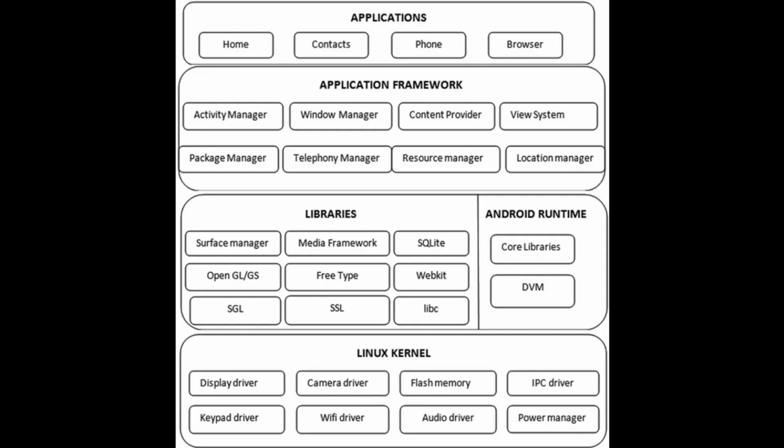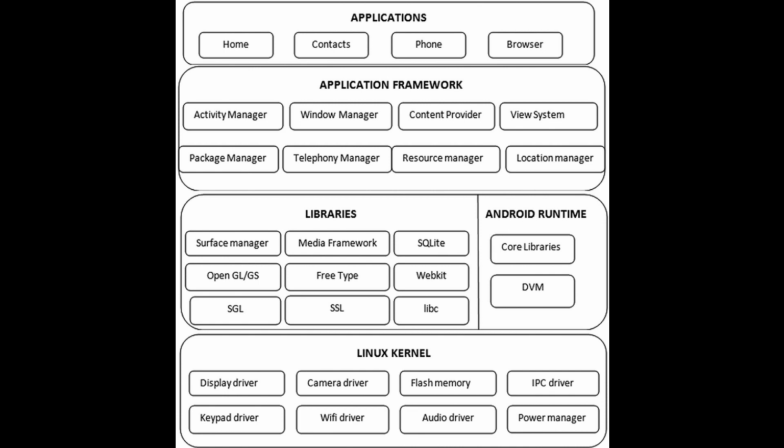For example, if we want to open any application on our mobile device, say a camera app, the signal will be sent to the application framework layer. The application framework layer will connect to the activity manager. This activity manager will connect to the library related to the camera. Then it will connect to the camera driver.